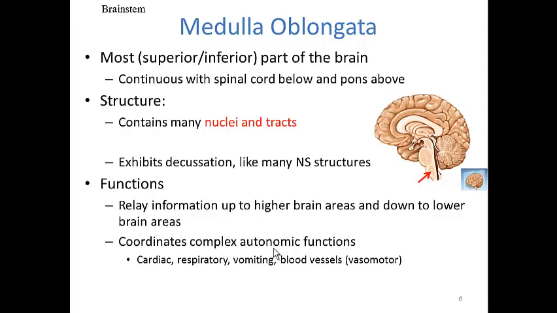In terms of functions, the functions of the medulla oblongata apply directly to the fact that it contains nuclei and tracts. So the tract portion of the medulla oblongata is relaying information up to higher brain areas and down to lower areas. It says lower brain areas on there, but it really should be lower areas, because there's nothing below the medulla oblongata that is brain. So lower areas would be like the spinal cord.